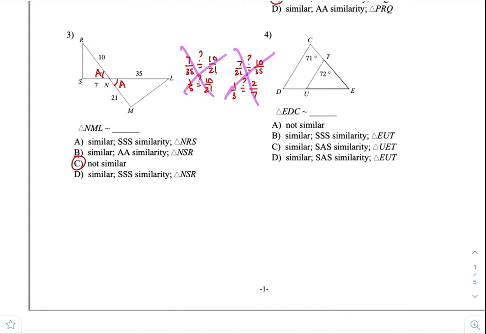Okay, number 4. For number 4, they only give us angles. First of all, there's this triangle, and there's this bigger one. Both the big and small triangle share this common angle, so that's congruent to itself. But these other angles are not congruent to each other. So we can't say anything else, so this one's also not similar.